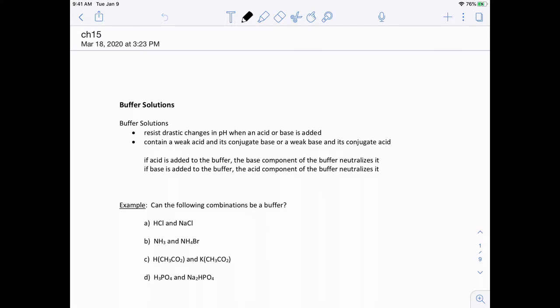Hey guys! Normally we would just start pH titration curves having finished buffers, but I do want to back up a little bit. It's been a while since we have had class, and buffers are part of our titration curves. So I just want to quickly go through buffers and then we'll start with titration curves.